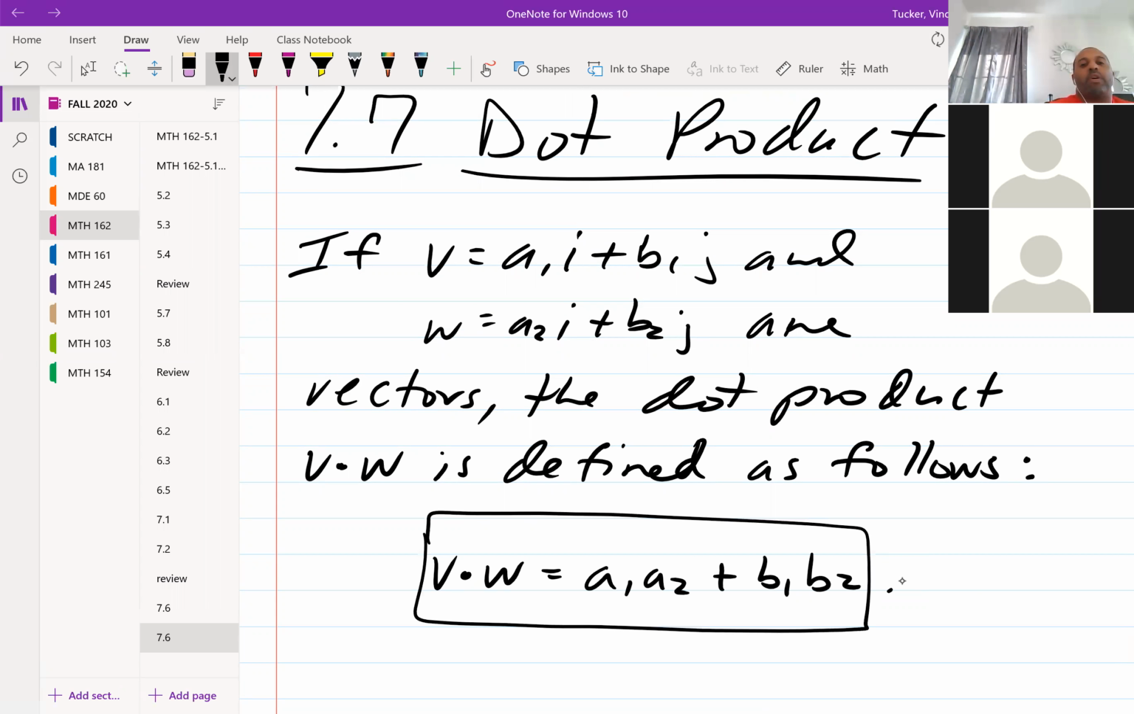All right, so dot product. If we have A1 I plus B1 J for vector V, and then vector W, A sub 2 I plus B sub 2 J, they are our vectors. The dot product V dot W is defined as A sub 1 times A sub 2 plus B sub 1 times B sub 2. Not too bad, right?